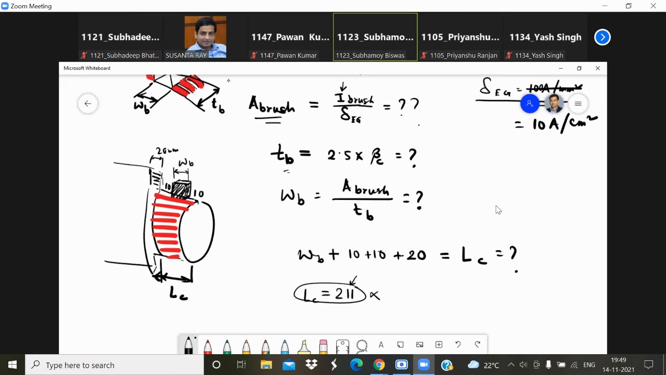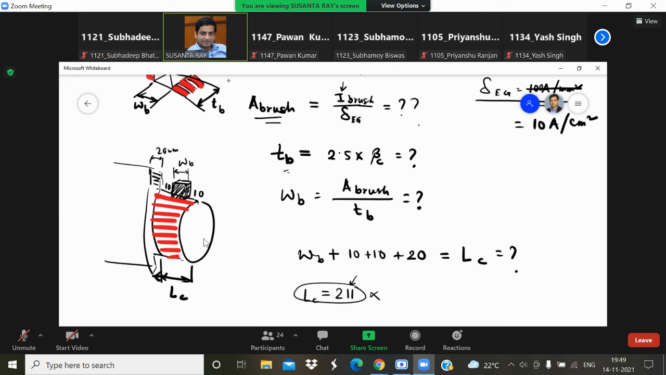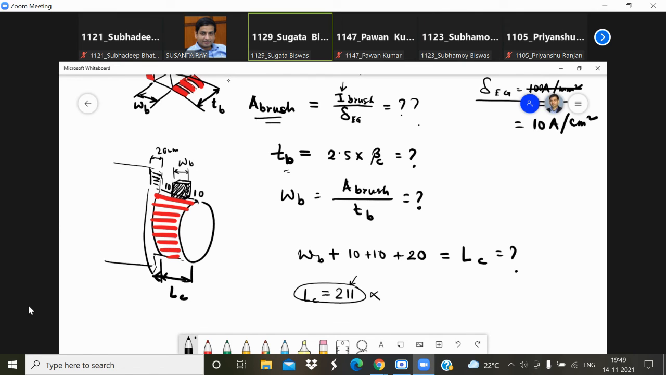Sir, what about 220 coils? Sir, 120. No, it is coming out much higher. There is some mistake in your brush area calculation or thickness calculation. Sir, for 220, the WB you are getting is quite high. Check this place: this unit is in centimeter square, and when you divide it you will get the value in centimeter square.